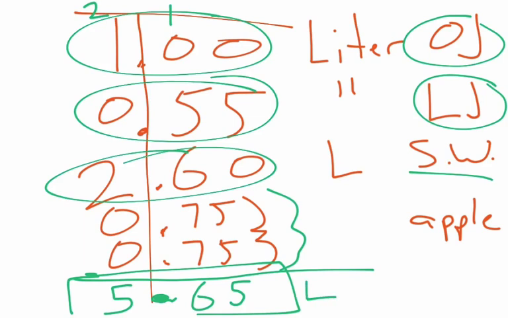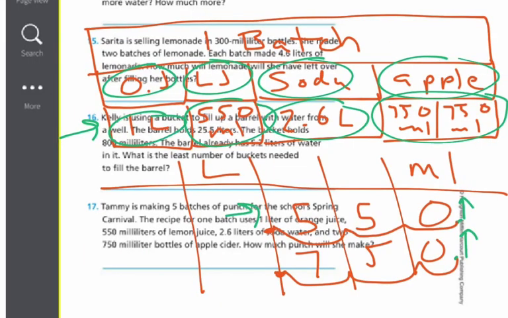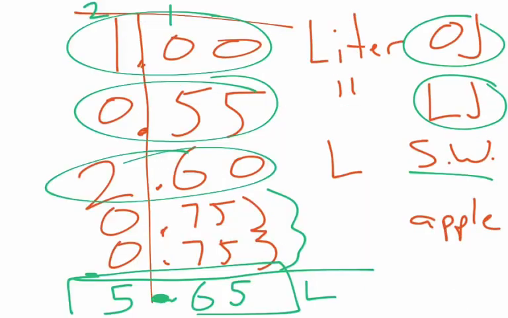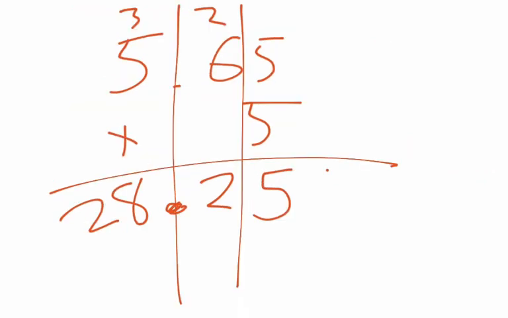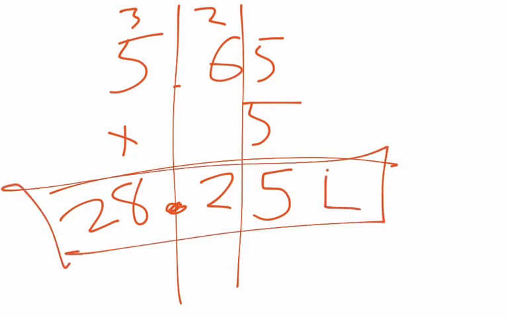So the next part of this, remember that was only one batch, and we're making 5 batches. So the next part of that is to multiply this number here by 5 to figure out how much total punch she made. So when I do the multiplication, I end up with 28 and 25 liters. So the answer for this question is she will make 28 and 25 liters of punch.